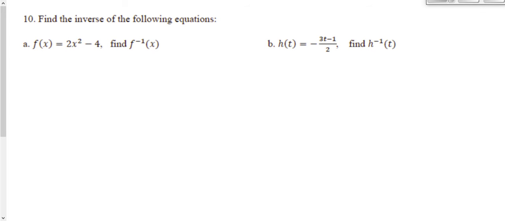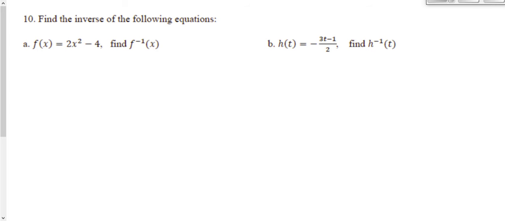Alright, in this video we're going to continue our Unit 2 review with our last few questions. Now these last few questions on the review are actually topics from Unit 1, all about properties of our intro to functions. So we're going to have topics like inverses and piecewise functions to look at. So for question 10, we're being asked to find the inverses of the following equations.